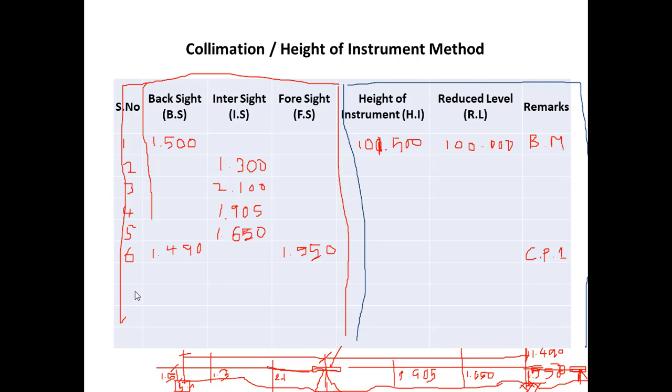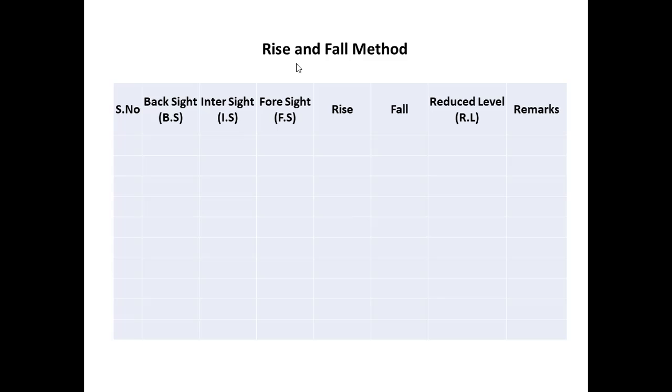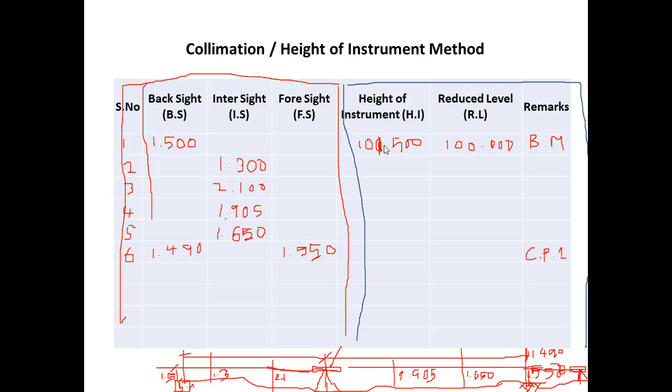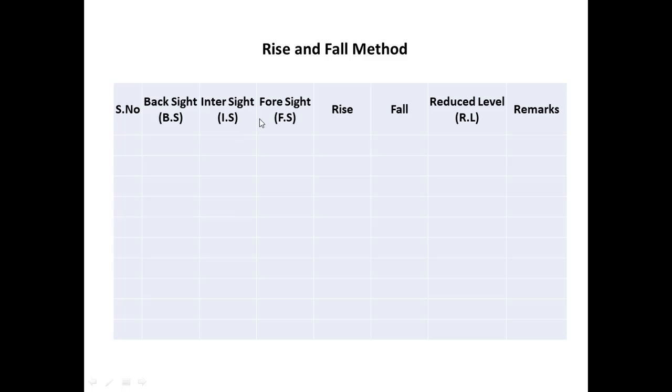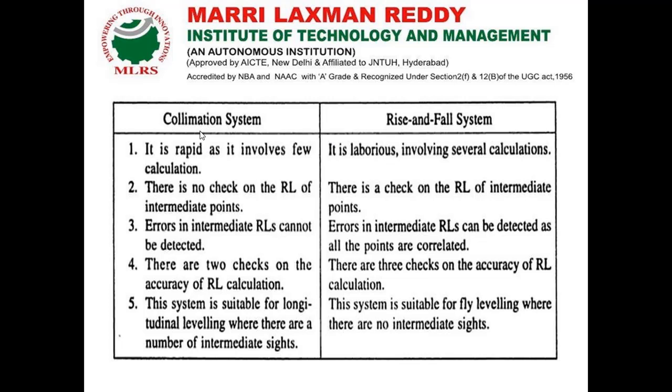Likewise we have another method that is called rise and fall method. Same thing, we have backside, intermediate side, foresight. Instead of height of instrument we have rise and fall. There are two methods, and this method has some advantages and that method has some advantages, that we will discuss right now. So, collimation method and rise and fall method. First we will discuss the collimation method.